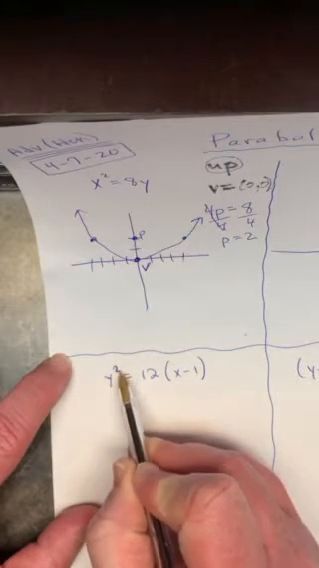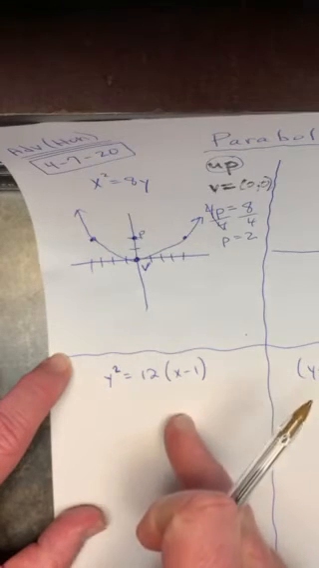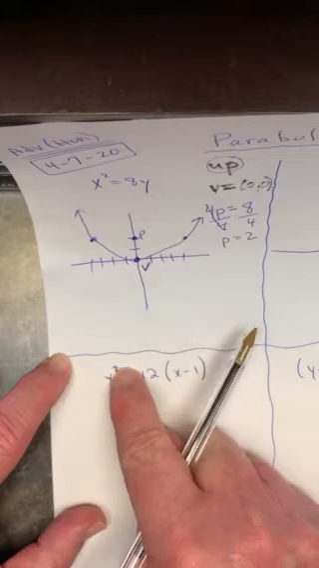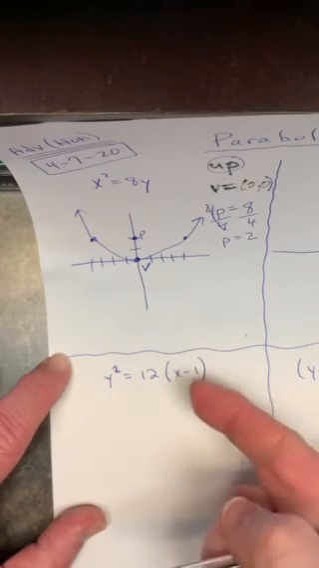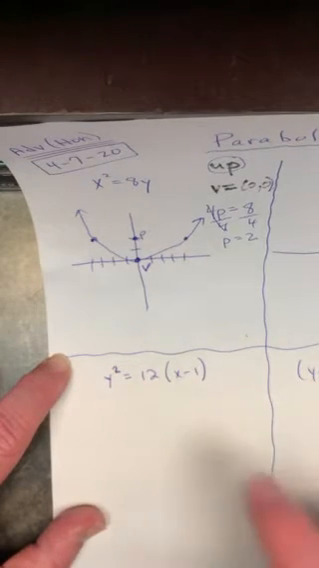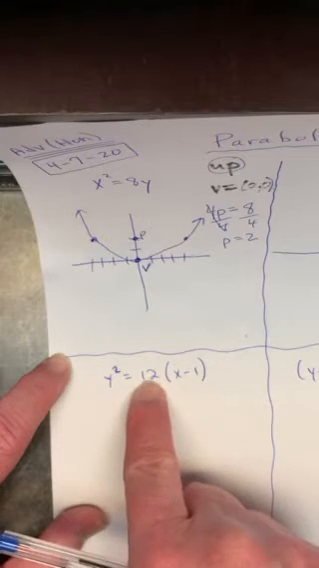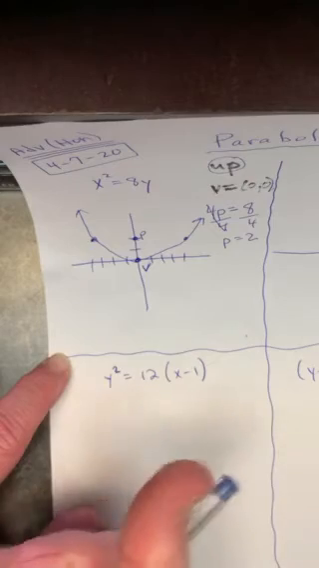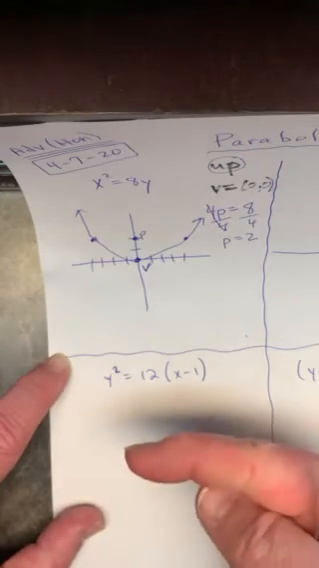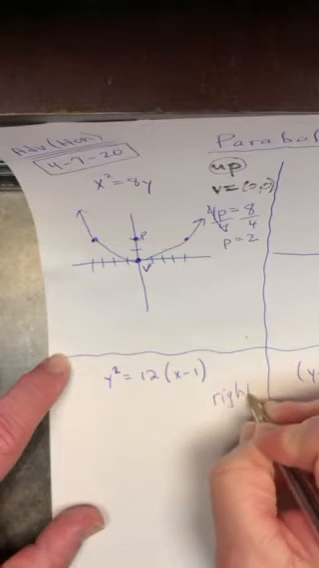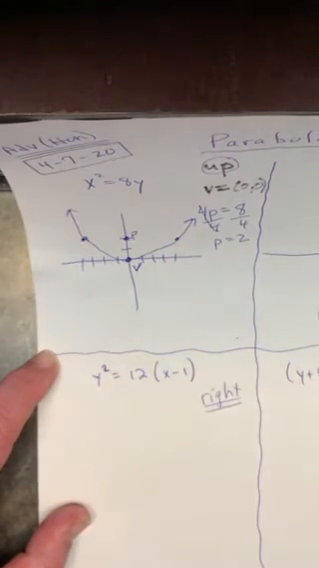So guys, think it through yourself. If the x squared meant it opened either up or down, when the y is squared, my parabola is going to open either left or right. And again, I look to the right of the equal sign and I see a positive 12. Positive, of course, is the right-hand direction. Negative would be to the left. So this is a parabola opening to the right. Does everyone agree?